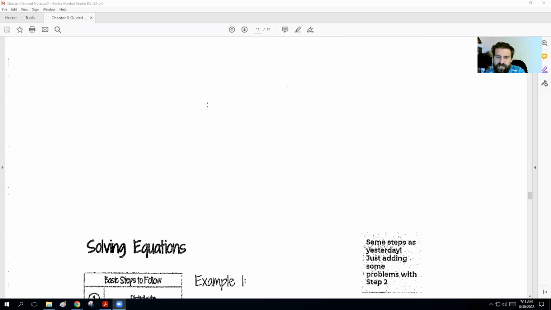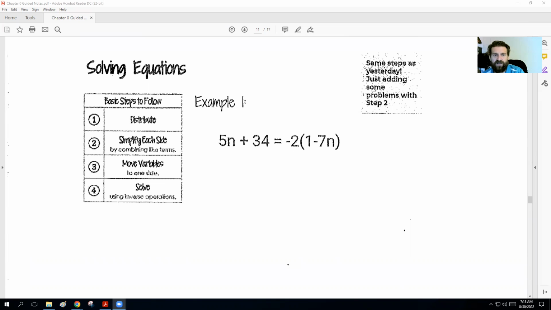All right, so building off what we did before, we're now going to solve problems that have multiple x's or multiple variables, especially if they're on different sides. What we want to do is simplify both sides. So if we have to distribute, we'll distribute. Here we're going to distribute this -2. So we have 5n plus 34 is equal to -2 times 1, which is -2, and then -2 times the -7, a negative times a negative, is a positive 14n.